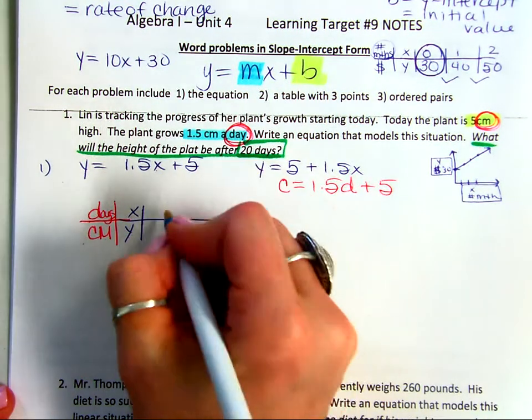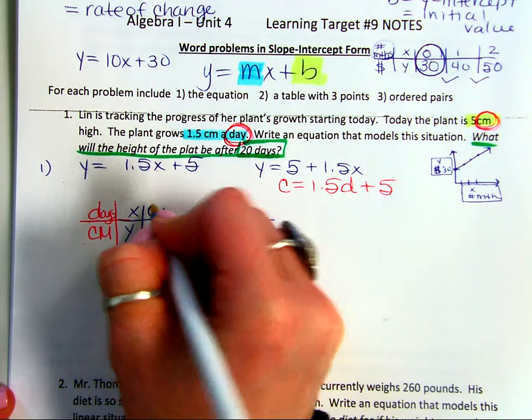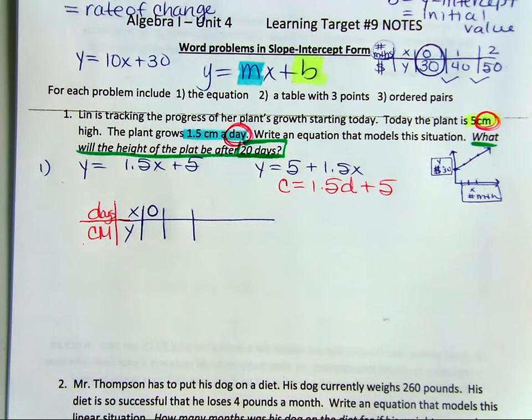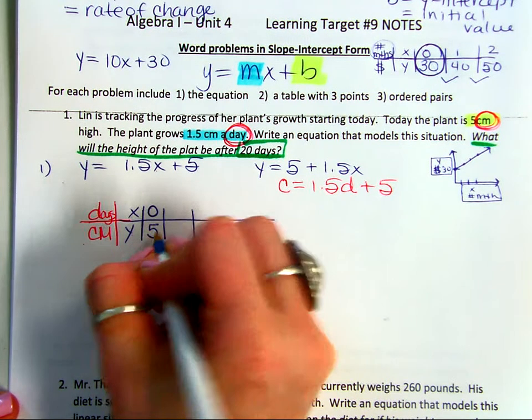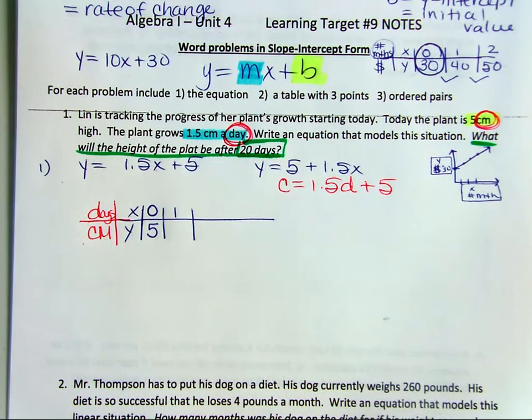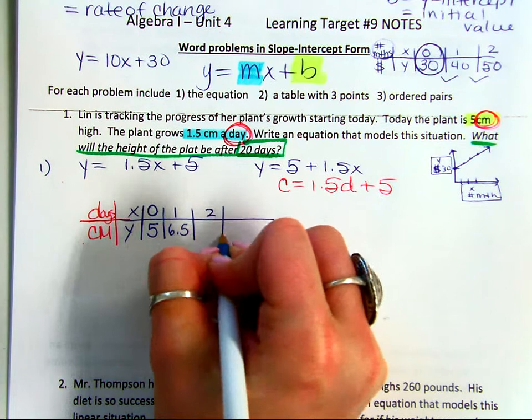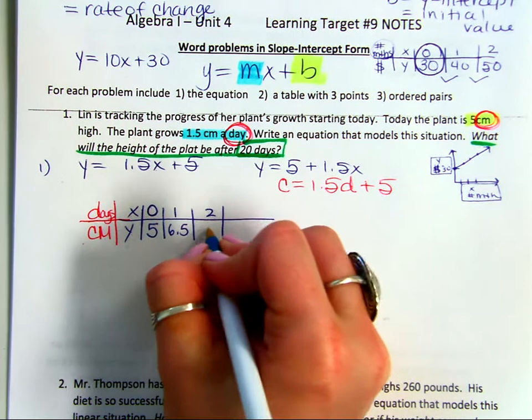As we're going with this here, on the first day, or actually before the first day, before she even decided she's going to measure it, how tall was that plant? It was 5 centimeters, right? Then at 5 o'clock on the very next day, on day 1, how tall was that plant? If it grew, yes, so 6.5 centimeters. On day 2, then it would be 8, and that's enough.